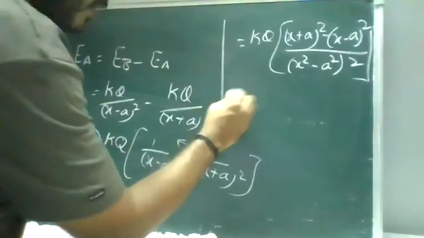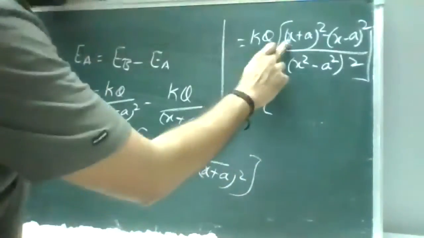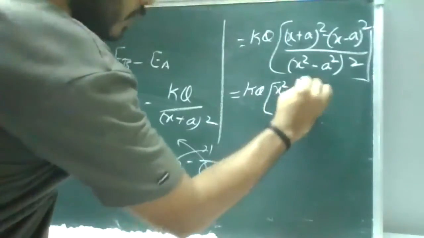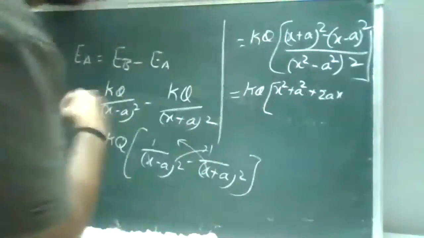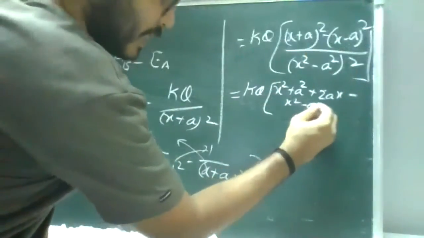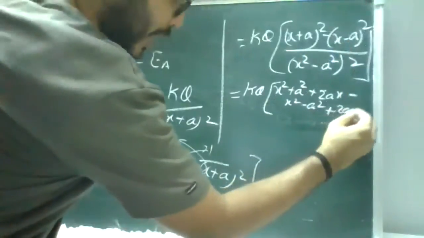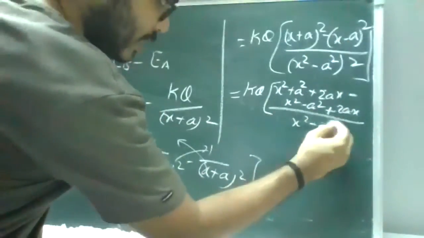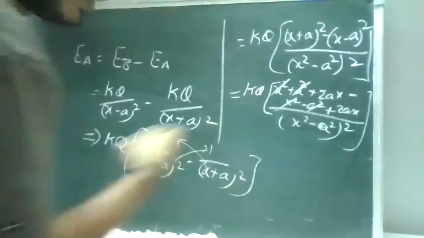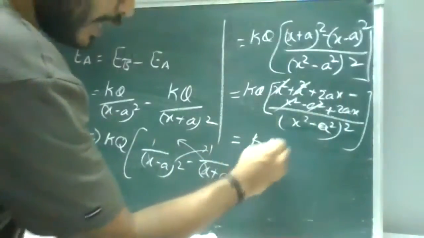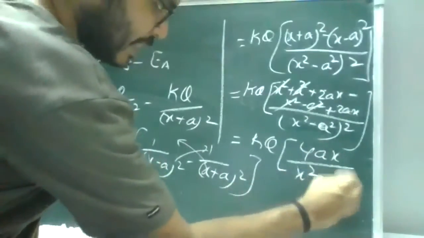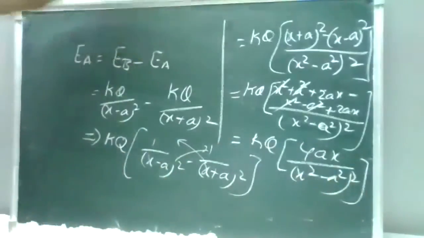So numerator problem. So it is k q into (x plus a) whole square. I'm going to split it the old fashioned way. x square plus a square plus 2ax, which is (x plus a) whole square, minus (x minus a) whole square, minus x square minus a square, minus or minus is plus 2ax, by (x square minus a square) whole square. Okay, so here x square cancels, a square cancels, right? So which is equal to k q into 4ax by (x square minus a square) whole square. This is your E axial.